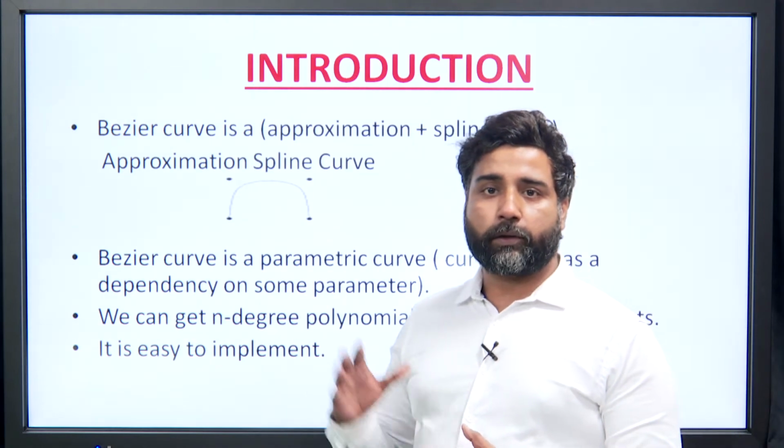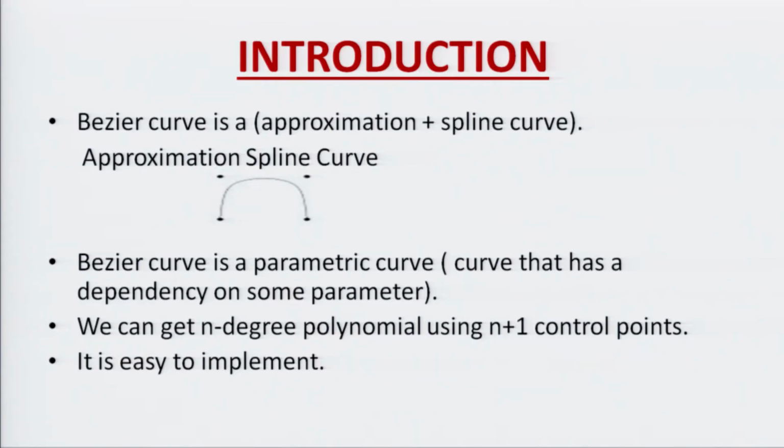Then coming to introduction. A Bezier curve is an approximation spline curve. If we split this word, it is approximation and spline curve. A spline curve is basically a curve which is made from control points. There are two types of spline curves: interpolation spline curve and approximation spline curve. Here we will discuss the approximation spline curve.